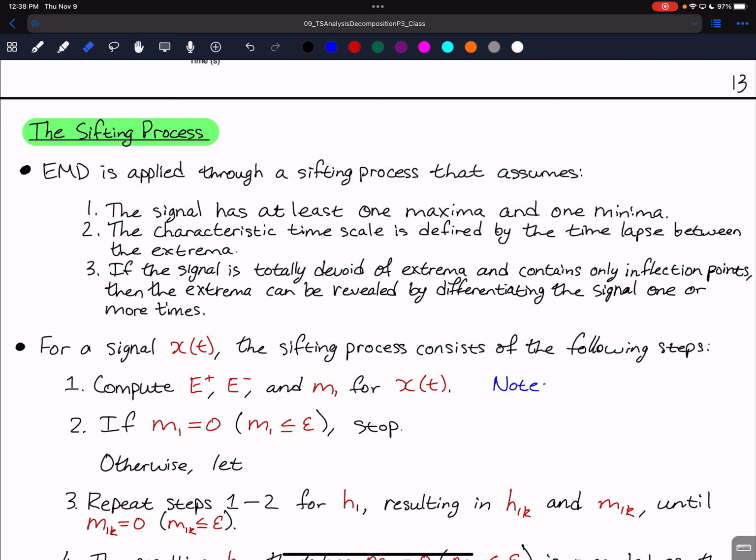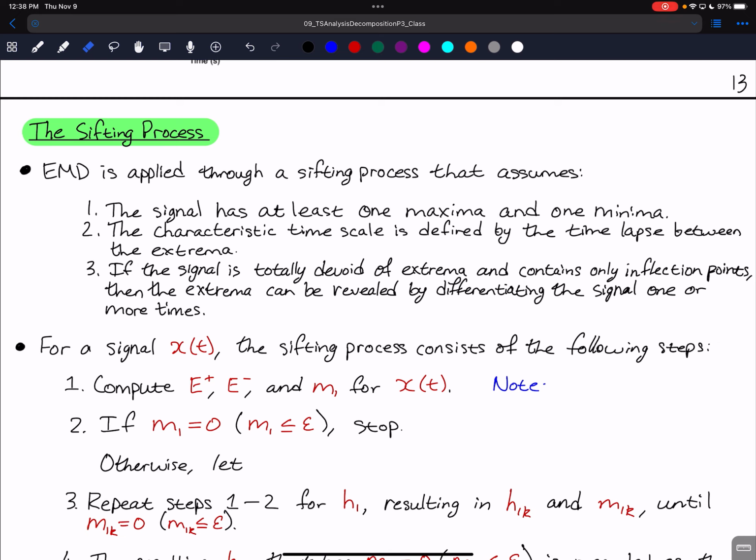If your signal is non-zero mean, then you can subtract the mean from that, such that you end up with multiple minimas and maximas about zero if you want. You don't necessarily have to. EMD will extract out, well, the final IMF, or what's known as the residual, actually will represent that mean. So you have that option as well. So at least one maxima, one minima, which we're pretty much always going to have.